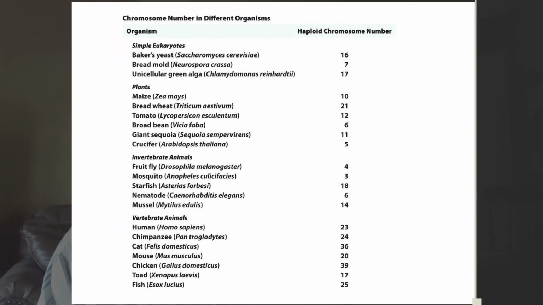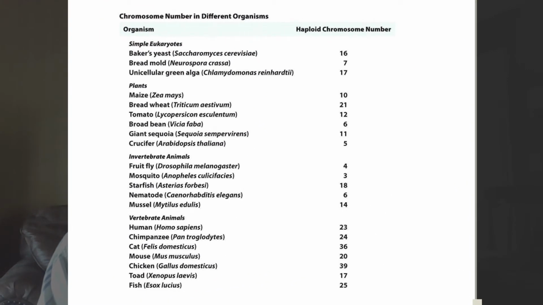I happen to like, one of my favorites here is of course the chicken, which has 39 total chromosomes, really quite a few.